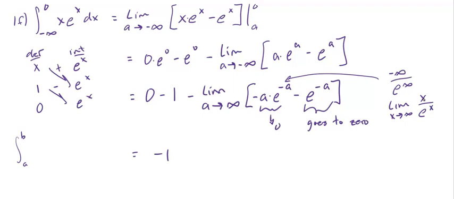So what I wind up getting is 0 minus negative 1 minus this limit, which is going to give me 0 minus 0. So a lot of these things wind up zeroing out, and I just wind up getting -1 for my answer.